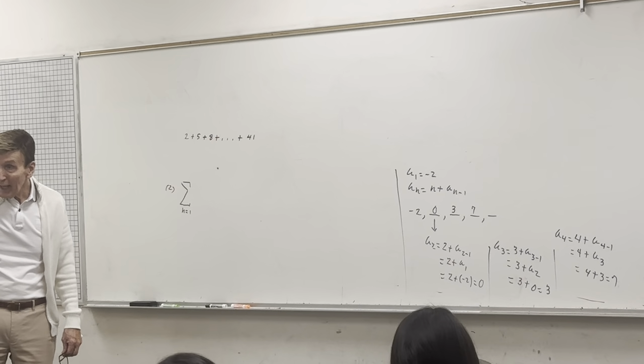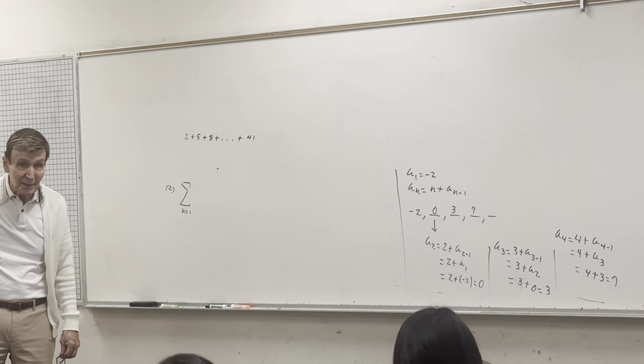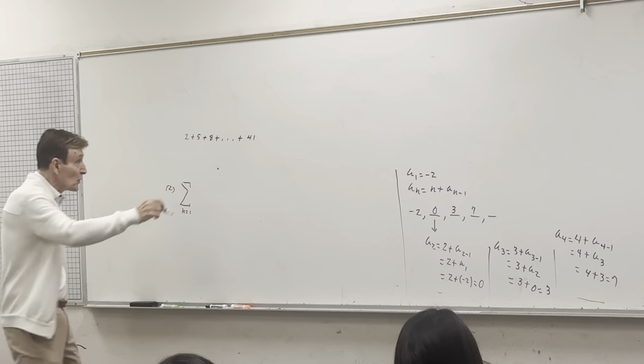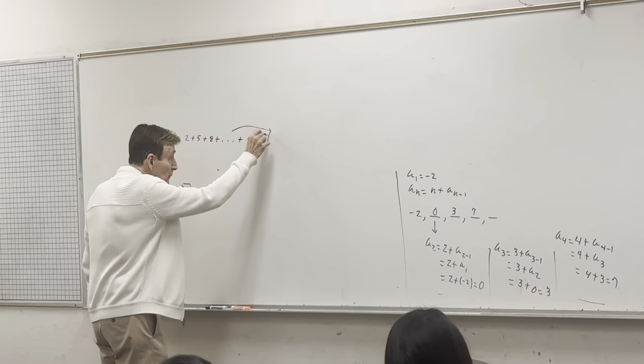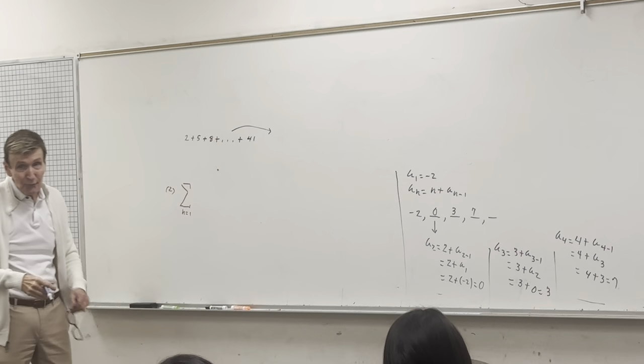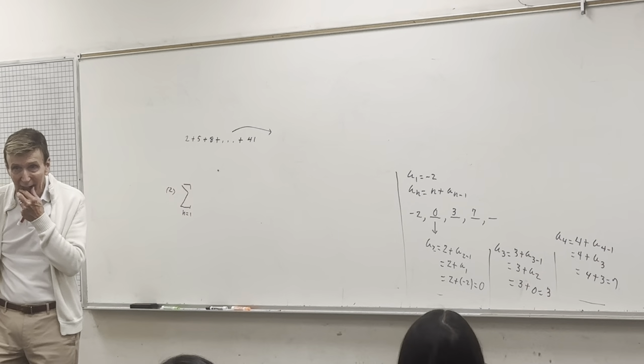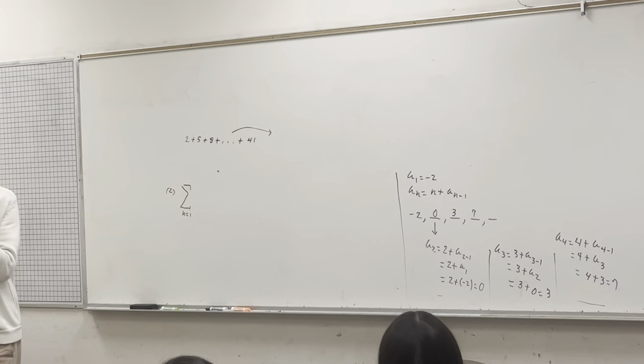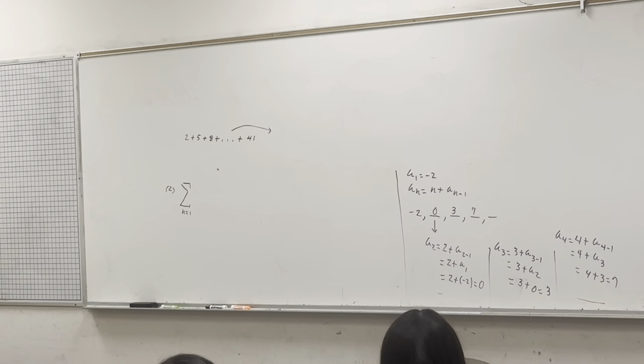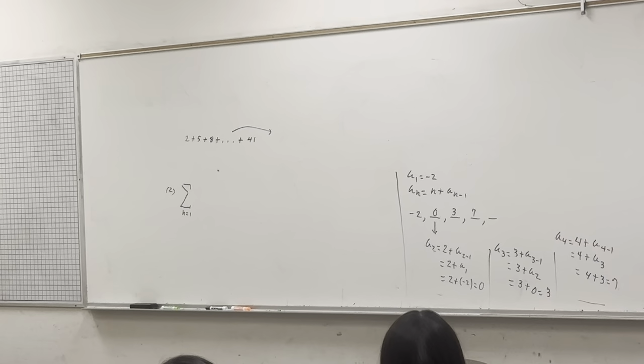Now, before the break, we were discussing this. Does anyone have a formula in mind that would give me 2, 5, 8, N plus 3, and all the way down to 41? 3n minus 1.